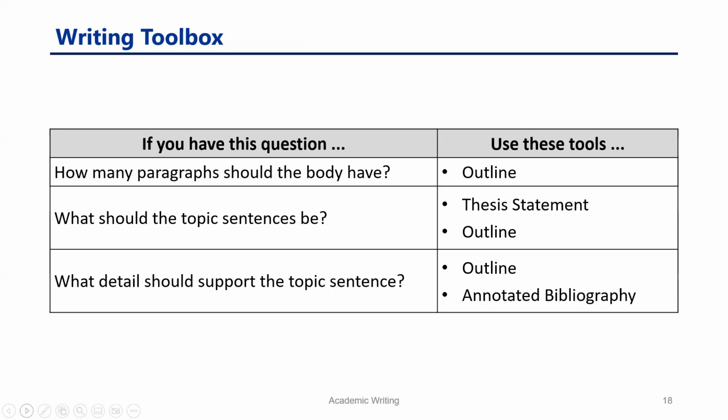So here is a writing toolbox that you can use when you're working on the body. If you don't know how many paragraphs a body should have, check the outline. If you don't know what the topic sentences should be in your paragraphs, look at the thesis statement and the outline. If you don't know what sort of detail should go in a paragraph to support the topic sentence, look at the outline and the annotated bibliography.